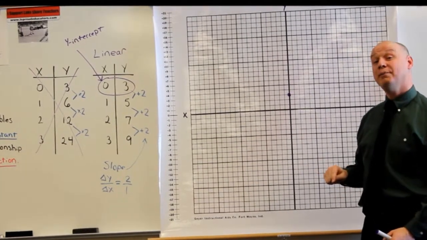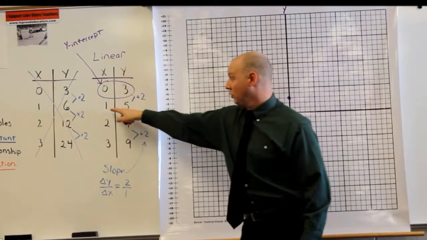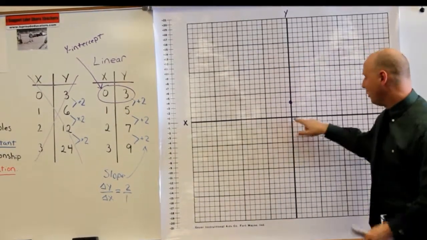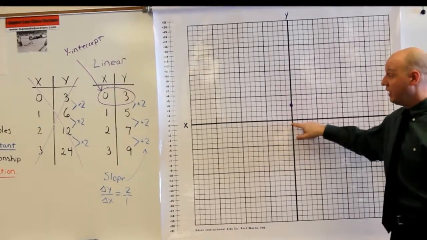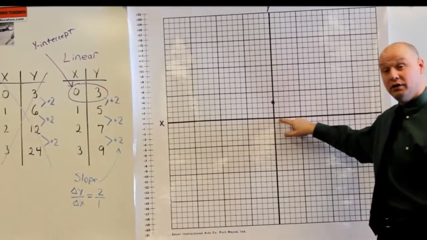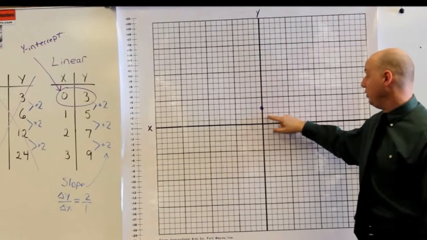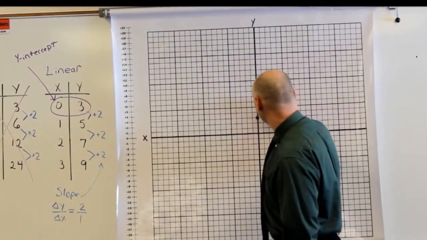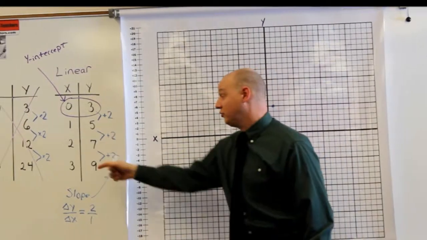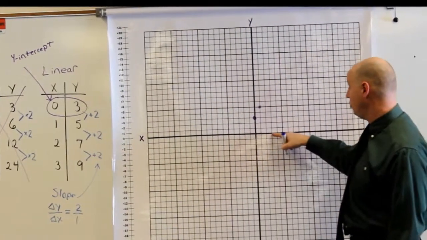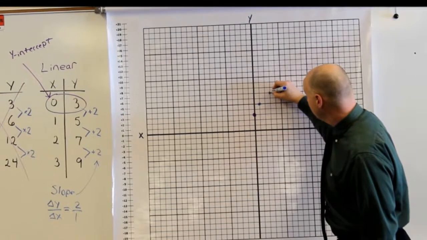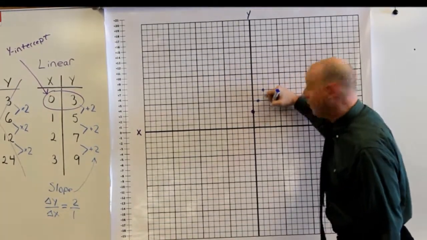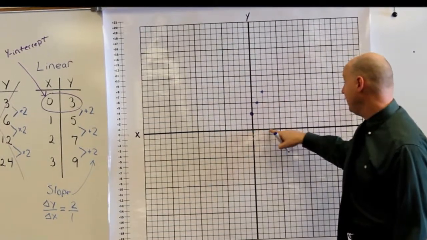Let's go on to the second point. 1, 5. Where should we put that one? Well, we always start at the origin. The x is 1, so we go to the right 1. And the y is 5, so we go up 1, 2, 3, 4, 5. And we could do the same for the 2 and 7, 3 and 9. So we have 2, 7. Whoops. We go 2, 7. There we go. Now it's in the right spot. And then 3, 9.